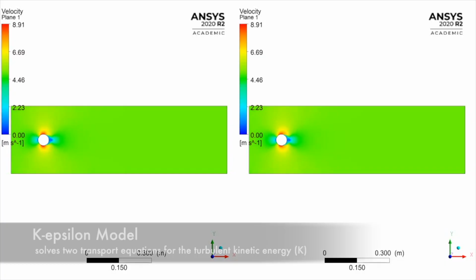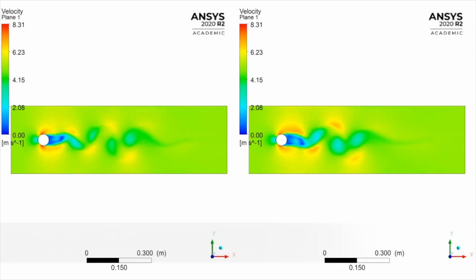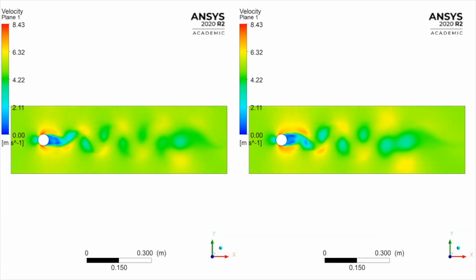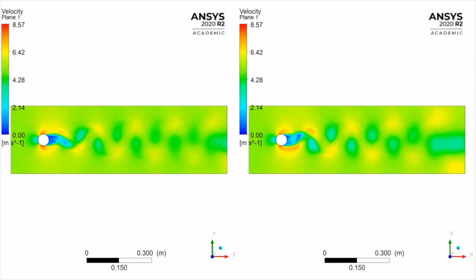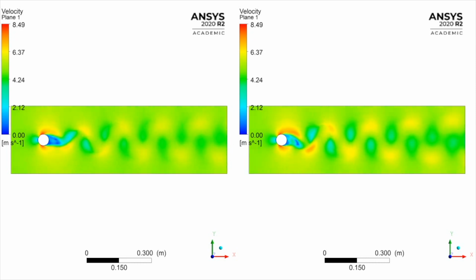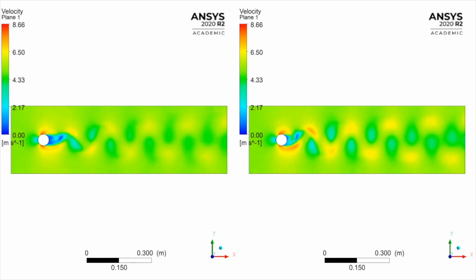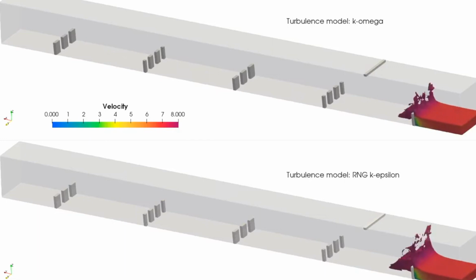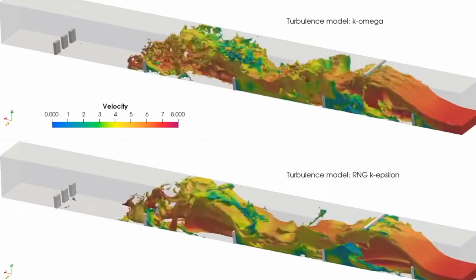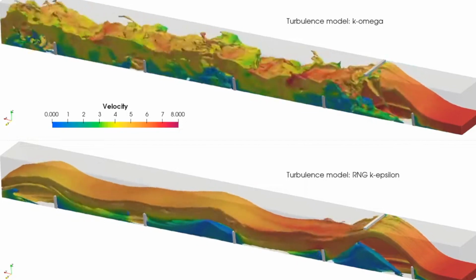Fourth, K-epsilon model. The K-epsilon model is a two-equation turbulence model that solves two transport equations for the turbulent kinetic energy, or K, and the rate of dissipation of kinetic energy, or epsilon. The K-epsilon model assumes that the turbulence is isotropic and homogeneous and that the turbulence viscosity is proportional to the local value of K and epsilon.